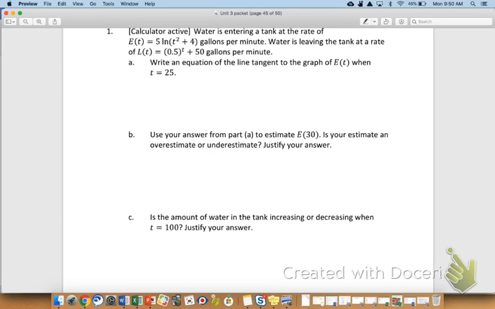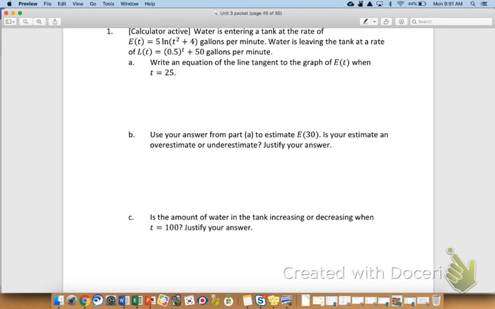E of t is causing the water in the tank to increase. L of t is causing the amount to decrease. Did anybody think of a way to relate these appropriately so that we could figure out if the amount is increasing or decreasing? Find the derivative of both at t. So here's the problem with that. If I find the derivative of E of t, I'm ignoring the fact that E of t is already the rate of change of the amount of water. If I differentiate this and get E prime, wouldn't that be the rate of change of the rate of change of the amount of water, which actually is going to be a thing in D, right?